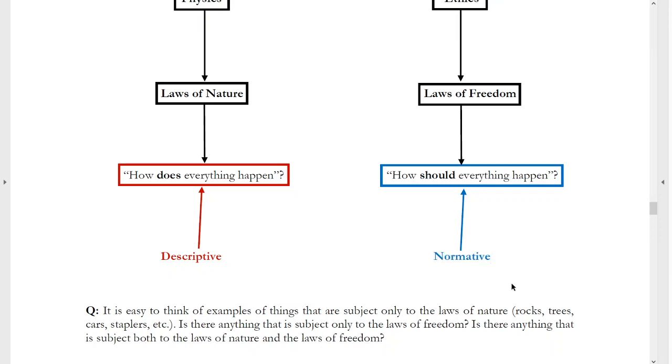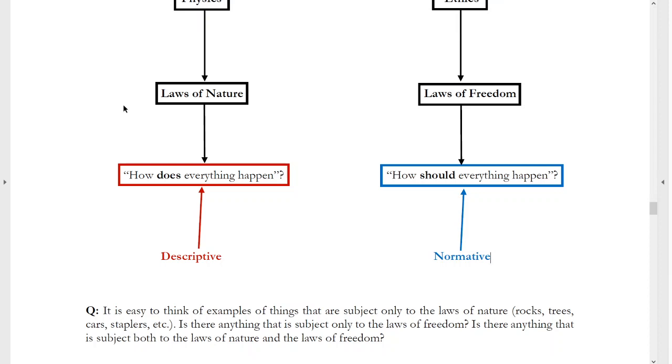Now, one important point to consider here is what sorts of objects follow which laws? First, it's really easy to think of examples of beings that only follow the laws of nature. Your car only follows the laws of nature, and so do trees, tables and chairs and rocks, and essentially any physical object.